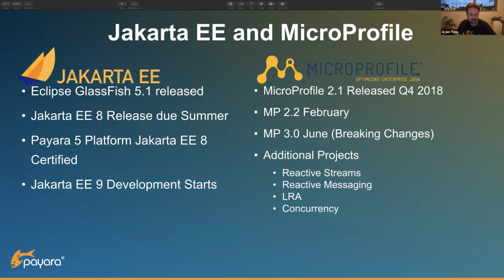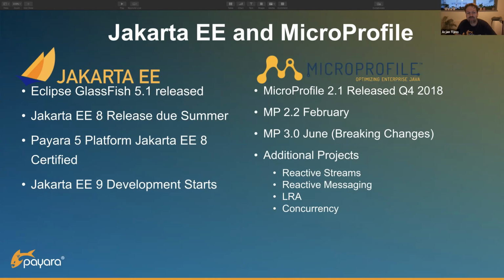IP handled by Eclipse. So this is still in progress. It's not that easy. Some people are hard to find. Some companies have to be asked for permission. So this is all still in progress. So we're hoping to finish this up quite soon, but it's still not done. But as soon as it is done, Payara 5, we will try to certify against it, and we have good faith that we will.